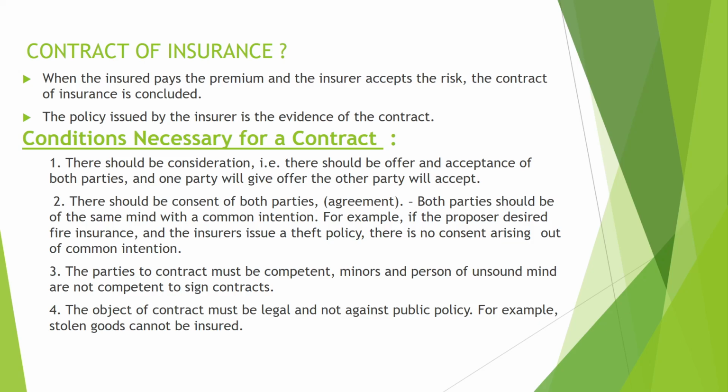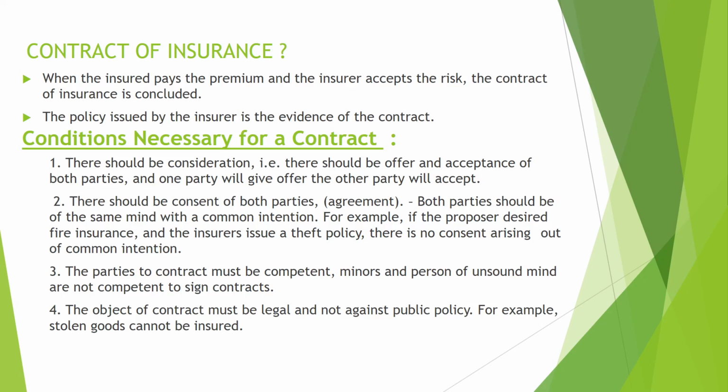When the insured pays the premium and the insurer accepts the risk, the contract of insurance is concluded. One party is the insurer and the other is the insured. So when both parties accept, one agrees to pay the premium and the other takes the risk, and a contract is created. The policy issued by the insurer is the evidence of the contract. When you take any insurance, you will get a copy of the policy, so this will be the proof. Okay, so this is the contract of insurance.